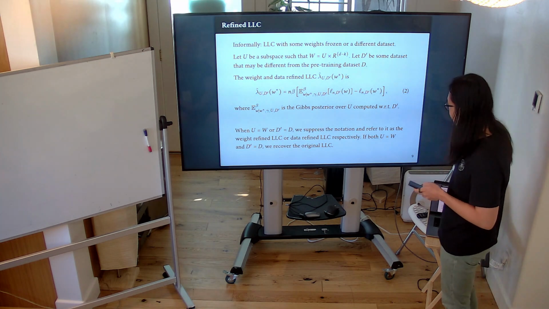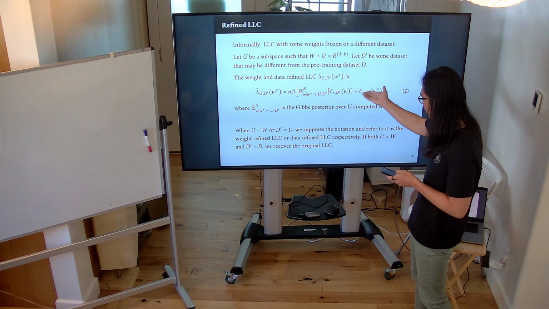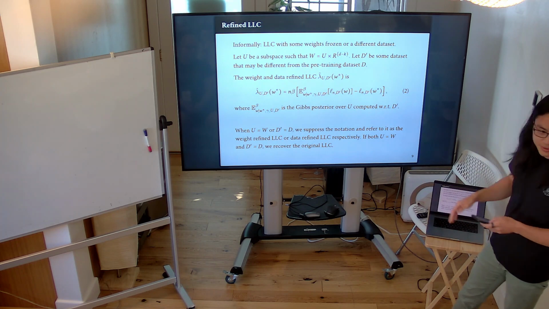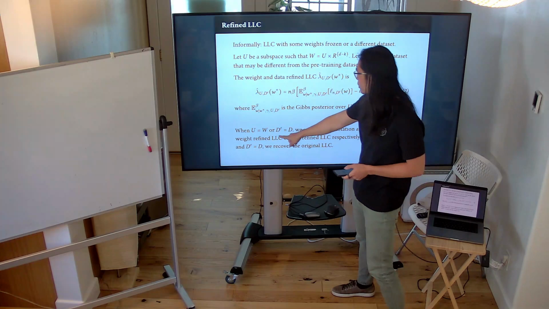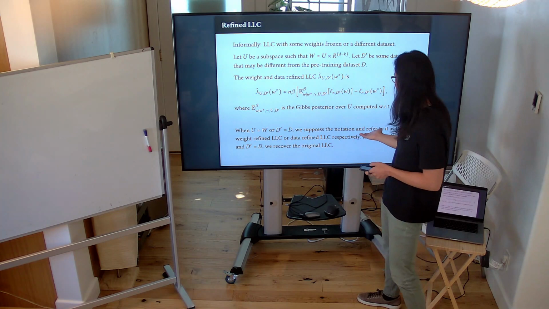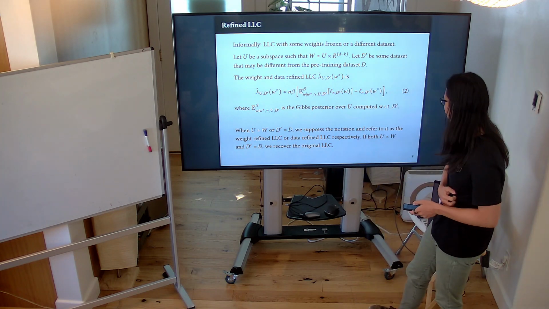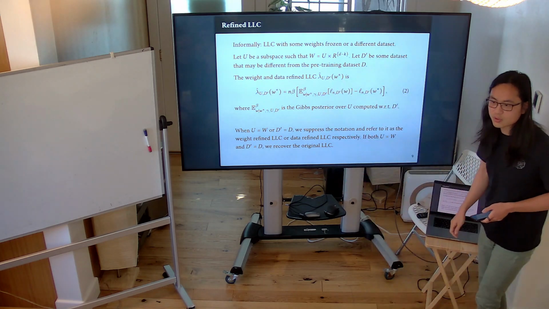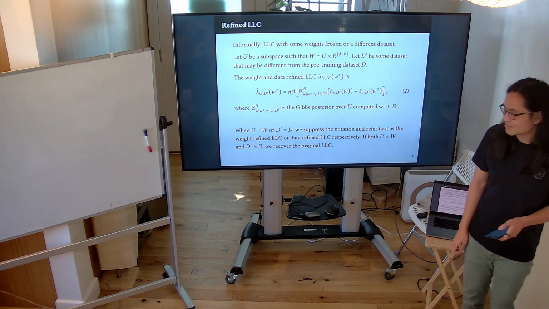Basically, you just restrict the posterior that you sample to the subset of weights that you care about, and then replace the loss with the loss on the different data set. Otherwise, everything's the same. If the weights that are considered are the same as the original model, or the data set that you consider is the same as the pre-training data set, then you suppress the notation or refer to it as just the weight-refined LLC or data-refined LLC respectively. And if both the weights and the data are the originals, then you just recover the original LLC and call it that.